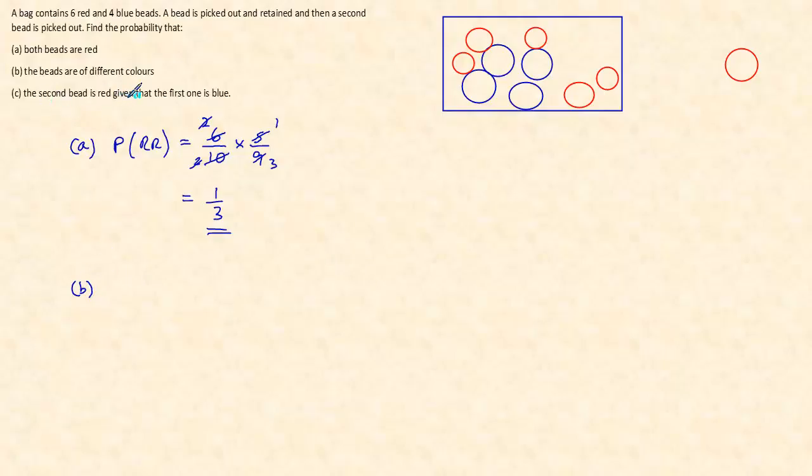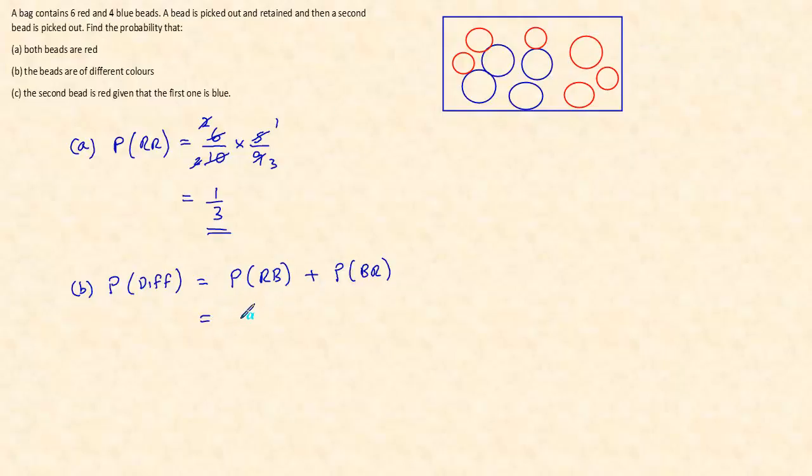Now we want the beads are of different colours. So the probability that they're different, well, what we can have there is red-blue, or we can have blue-red, and we just add those because they're mutually exclusive. So let's just pop this one back in.